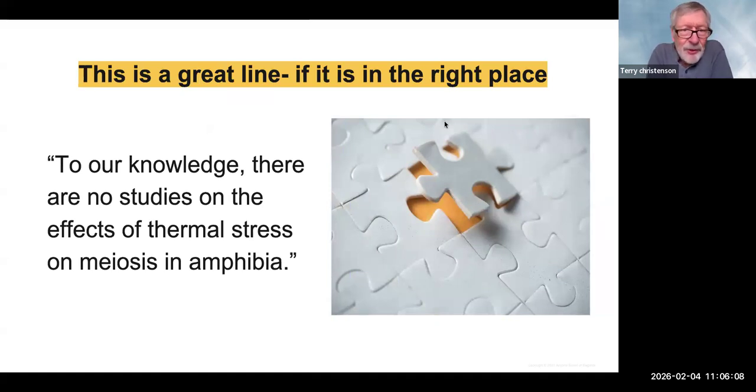Okay, I like this line, "To our knowledge, there are no studies on the effects of thermal stress on meiosis in amphibia." There's something for everybody here. Thermal stress, there's global warming, meiosis, and important reproductive. Amphibia are in trouble worldwide. If this is in the right place, this needs to be right at the very beginning of the proposal. Believe it or not, sometimes I see great lines like this that are buried way back in the proposal, and it's kind of too late then. You've asked your reviewer to do too much. They're getting tired trying to figure out what you're trying to do. Okay, next slide, please.